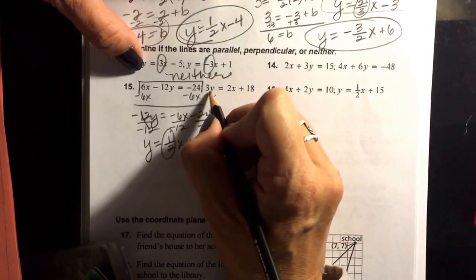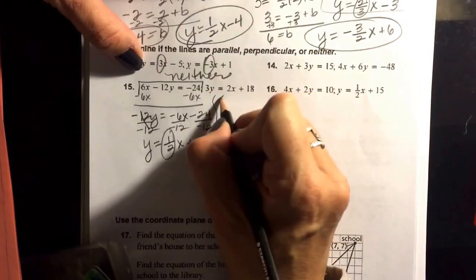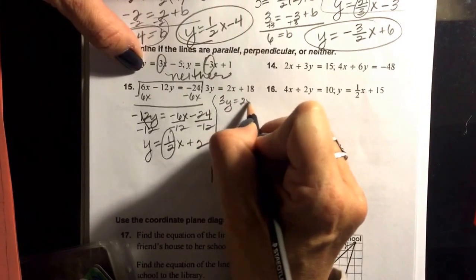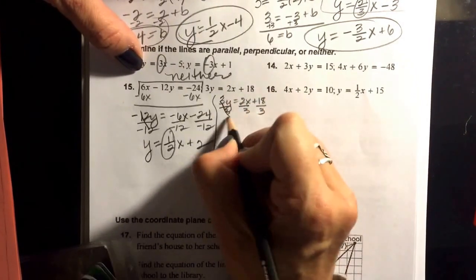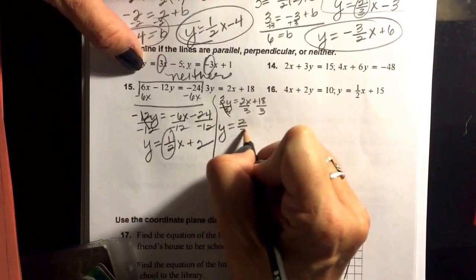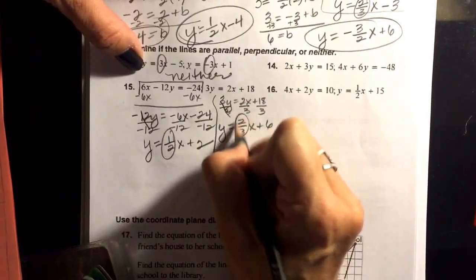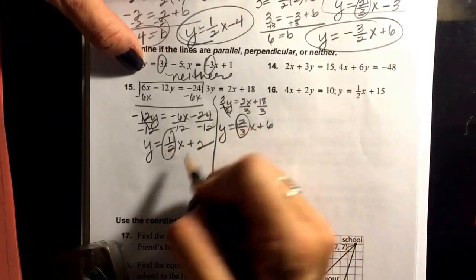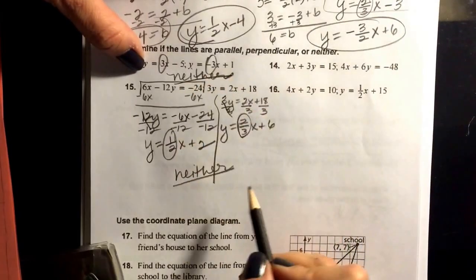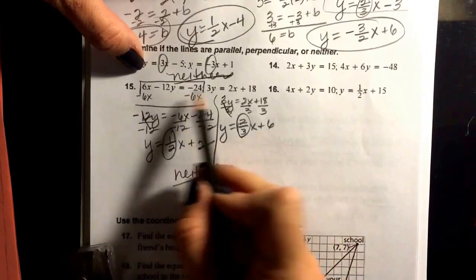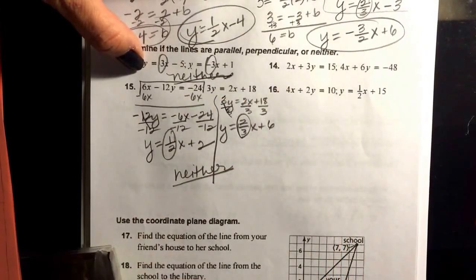What I need to do for the second equation, 3y, let me move it over here, 3y equals 2x plus 18. I just need to divide everything by 3 to get that out of there. Y equals 2/3 x plus 6. When I compare these slopes, a half and 2/3, I find that these slopes aren't the same, nor are they opposite reciprocals, so those lines are neither parallel nor perpendicular.